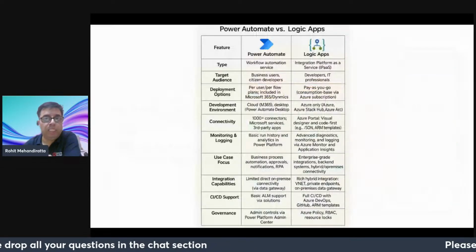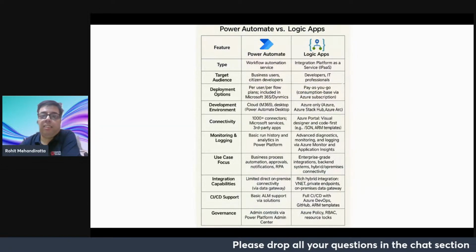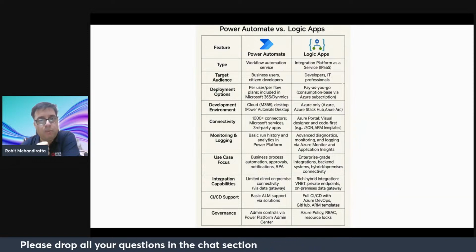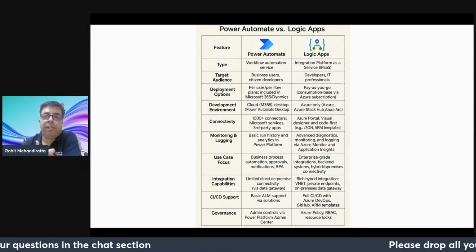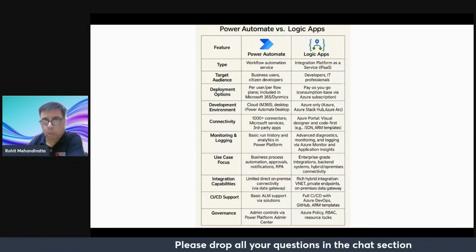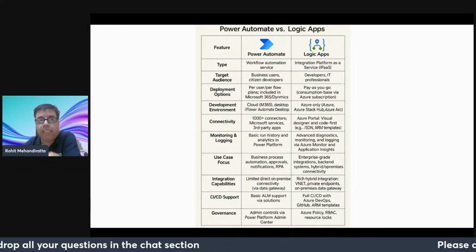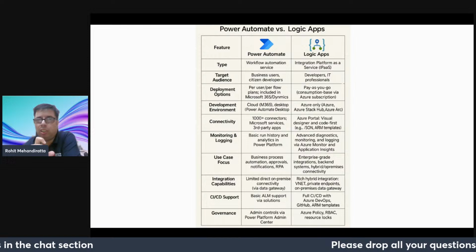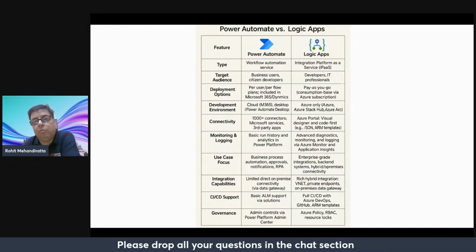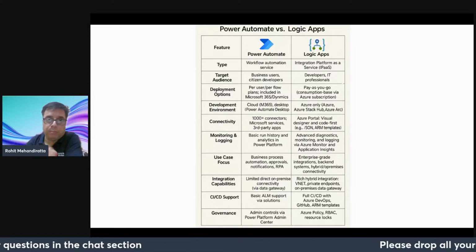This is a last-minute addition which I have made to this presentation, and this is a very common question being asked by a lot of people: Power Automate and Logic Apps are quite similar, so what is the difference between these two? I saw a very good LinkedIn post, so I decided to add this slide, even though it's a little out of context, but it's a very important one. So let me explain this part as well.